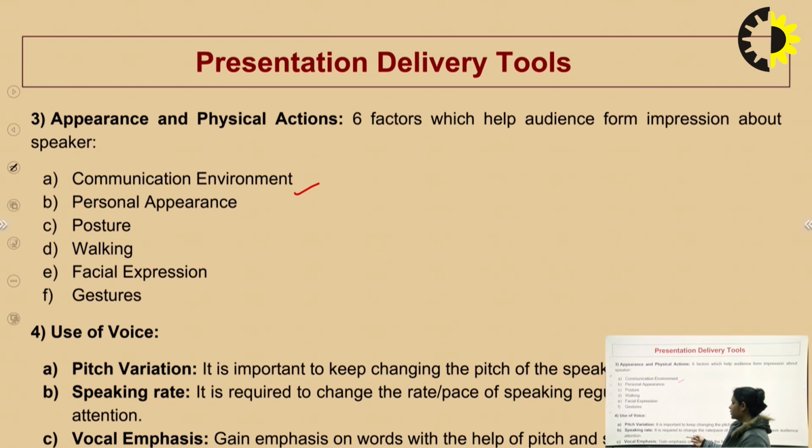Then your speaking rate. It is required to change the rate or pace of speaking regularly to keep audience attention. Some words you speak at a moderate rate, but when you feel this is the point where you want your audience to ponder, you can lower your speed of speaking. The speech rate should be moderate, and can be made higher or lower according to the need of your presentation. And then vocal emphasis: gain emphasis on words with the help of pitch and speed.